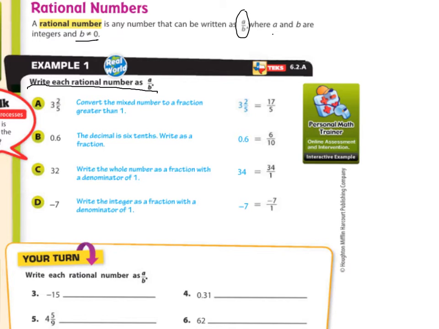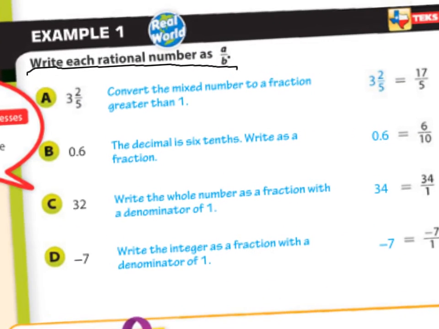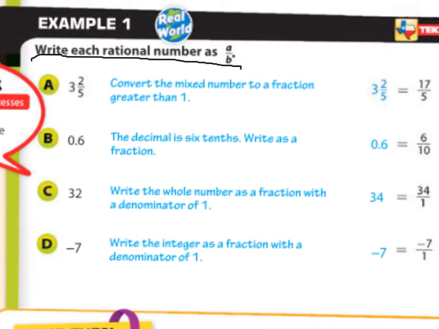So when I look at a, let me zoom in a little bit. I look at a, that's 3 2/5. Remember how you are supposed to multiply the denominator times the whole number and then add the numerator. So 5 times 3 is 15 plus 2, that's 17 over 5.